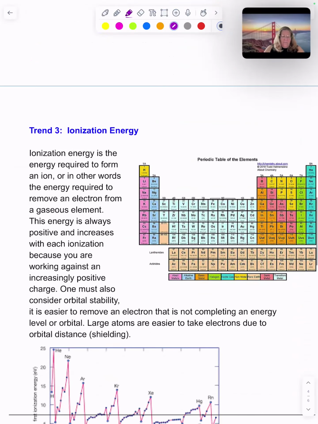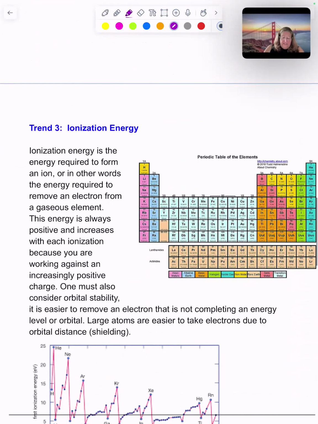Now let's talk about ionization energy. Ionization energy is the energy required to form an ion. In other words, to remove an electron from a gaseous element. Okay, so the energy is always positive and it increases with each ionization. So what's the easiest element to take an electron away from? Well, look, go down here, francium. That's got to be the easiest.